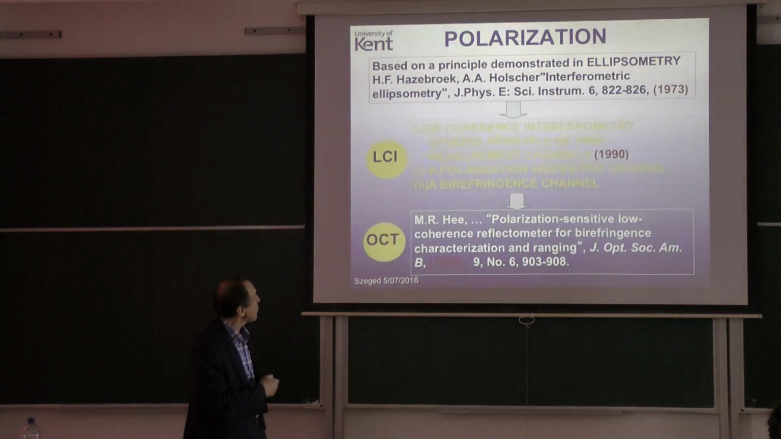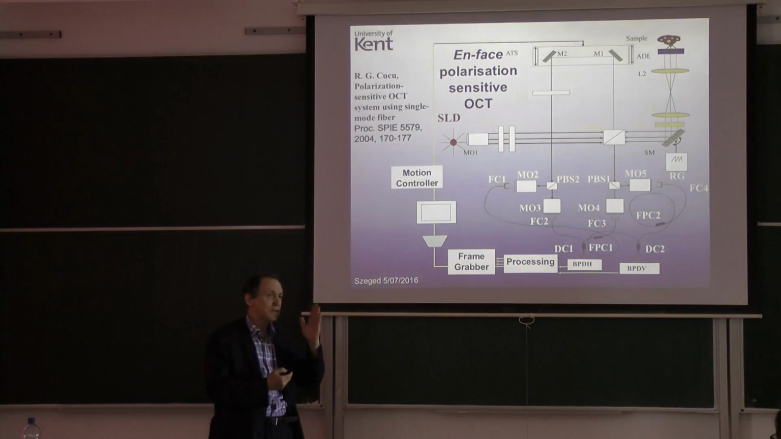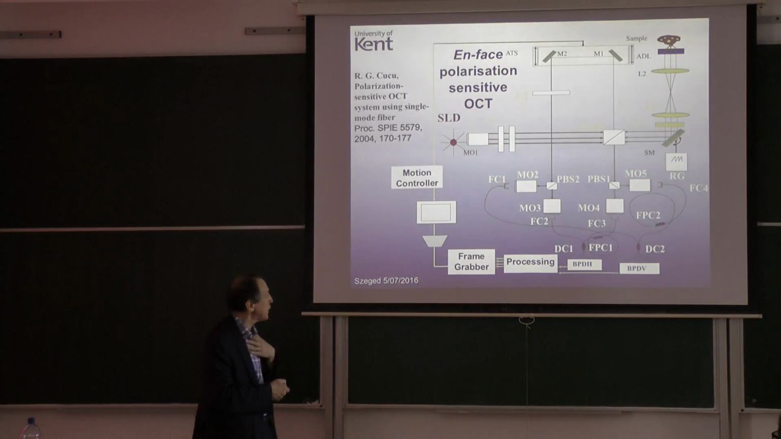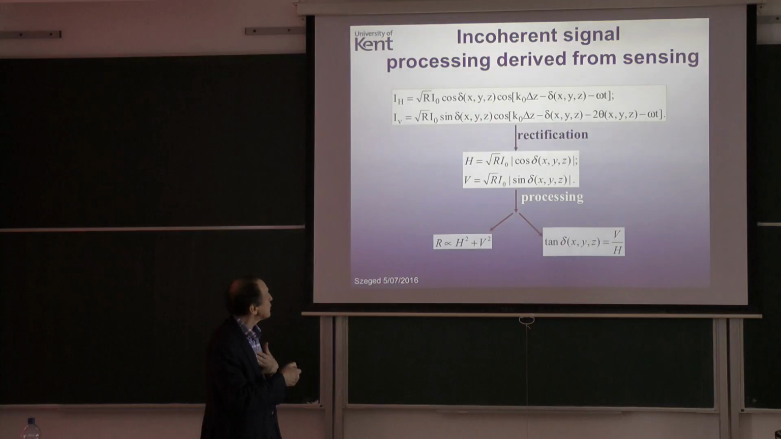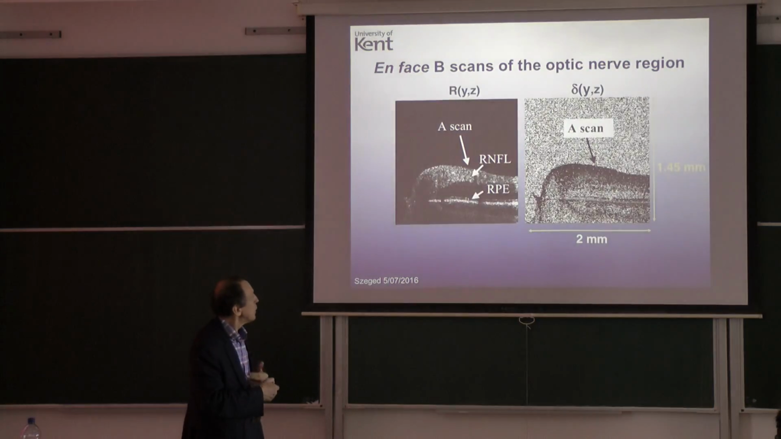Okay, so polarization, what can you do with polarization? Two channels, one sensitive to vertical, one sensitive to horizontal. You combine them in two interferometers. You look at the intensity of those two. You do the ratio of horizontal and vertical, and you obtain a polarization insensitive image, and birefringence. So what is birefringence? Birefringence is quantification of rotation of linear polarization as the wave propagates through the tissue.